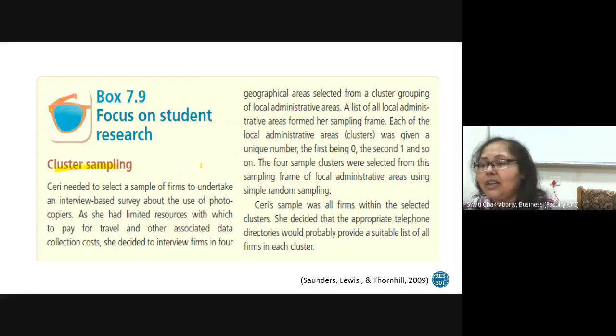Each of the local administrative areas was given a unique number starting from 0, and so on. The 4 sample clusters were selected from this sampling frame using simple random sampling. Siri's sample was all firms within the selected clusters. She decided that the appropriate telephone directories would probably provide a suitable list of all the firms in each cluster. That's how she got to know.